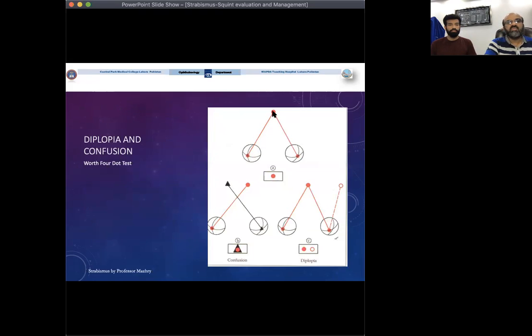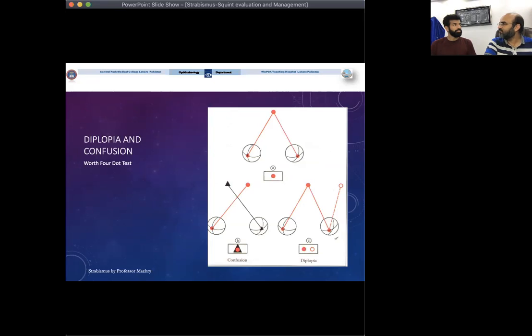You see, this is one object. This is known as the object of regard. It is focused on the fovea of each eye. And the brain is able to fuse these two images and can see one image. This is known as binocular single vision. And this process is known as fusion.